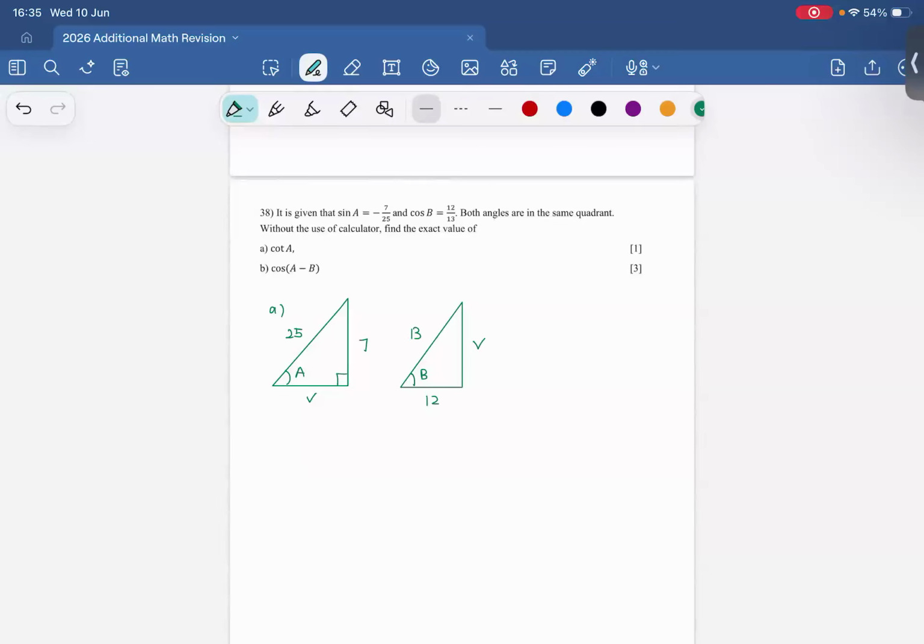Okay, next, you must decide which quadrant they are in. Sine A is negative, means A is in third and fourth. Cosine B is positive, means B is in first and fourth. Because they say they are in the same quadrant, the only possible scenario is both A and B in the fourth quadrant.